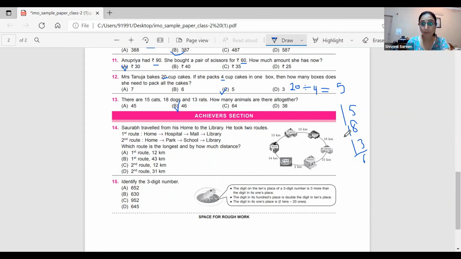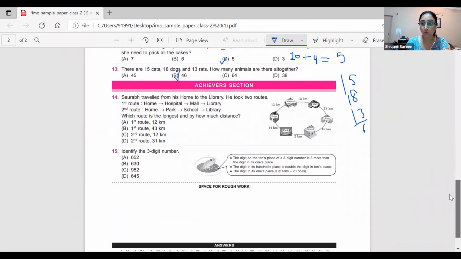So kids, be smart, right? It's not necessary for you to solve the whole question. At times you can find out the answer by solving half of it. But be sure.